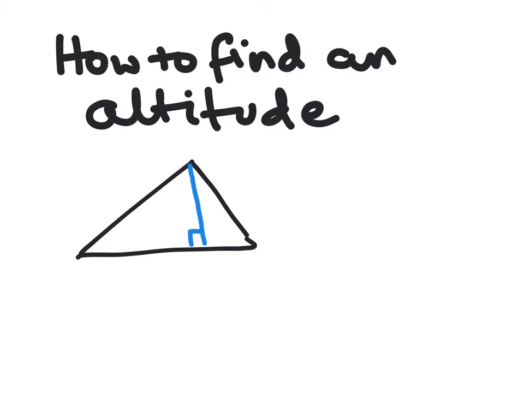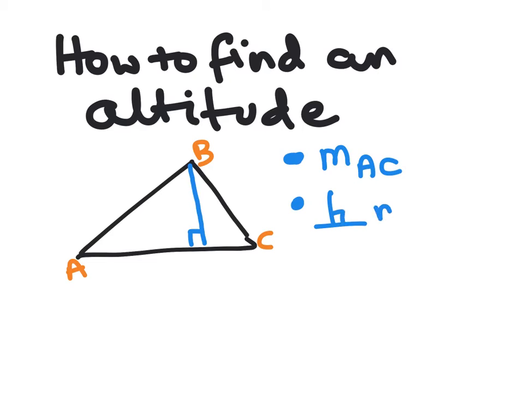So if our triangle was called ABC, then the stages we need to go through are, first, we need to work out the gradient of that opposite side. In this example, we need to work out the gradient of AC. Secondly, once we've got the gradient of AC, we need to work out the perpendicular gradient. Once we've got the perpendicular gradient, we're then going to use y minus b equals m(x minus a) to find the equation.